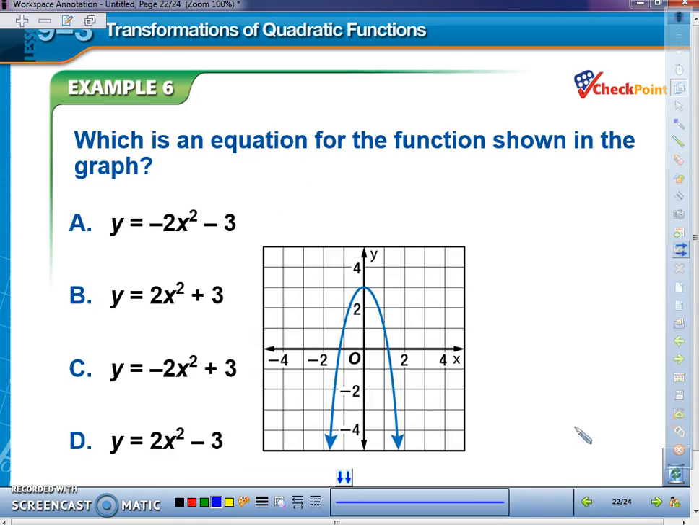All right, so let you look at this real quick and answer it. The first thing I'm going to do is crossing at +3. Well, there's a +3, there's a +3. Goodbye A and D. It opens down, so I know that this is a negative. If I wanted to pick a point, I could pick that point right there or that point right there and try it and see which one works, but I know it's got to be C.